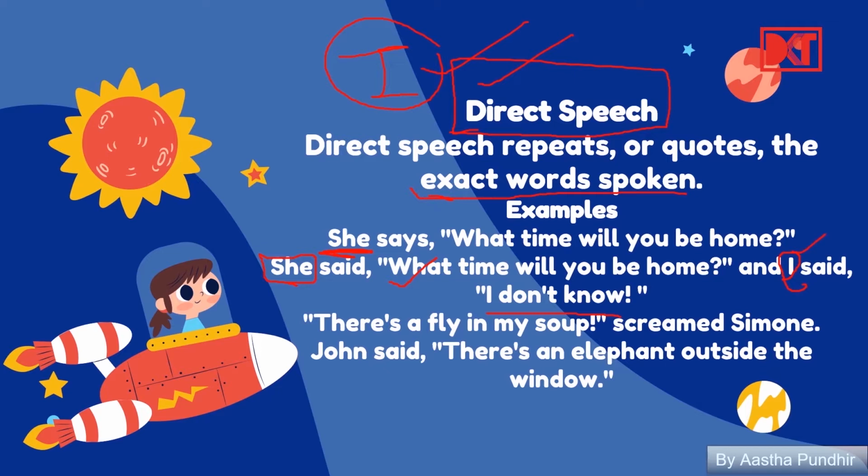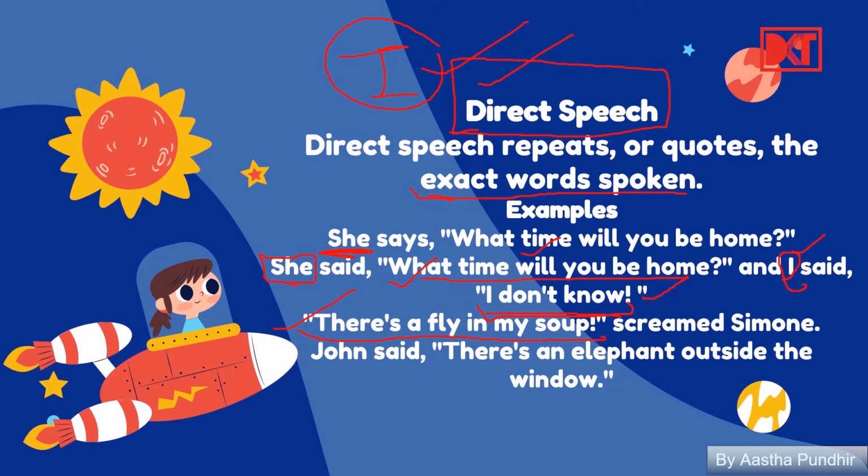All right. For example, me. So when I'm telling that she said, what time will you be home? These were her exact words. And I said, I don't know. So I don't know, these were my exact words. So I'm quoting her and then I'm quoting me. All right. Another one: there's a fly in my soup, screamed Simon. So these were the exact words of Simon. We're repeating the exact words which Simon spoke.